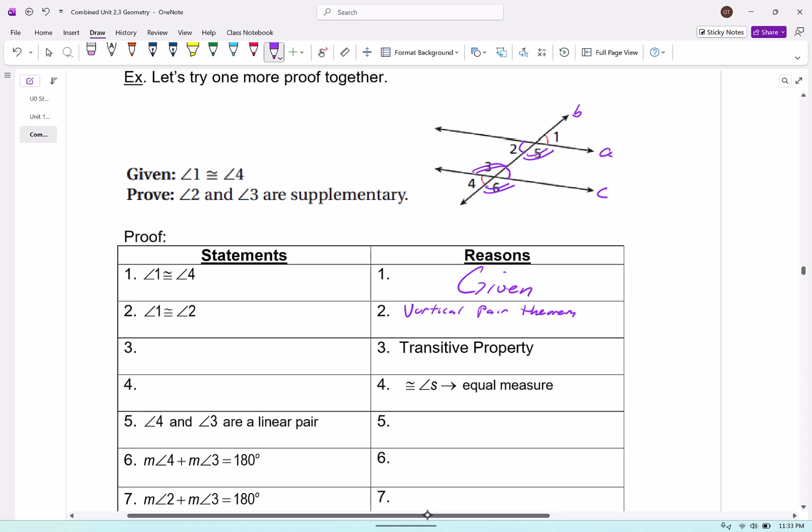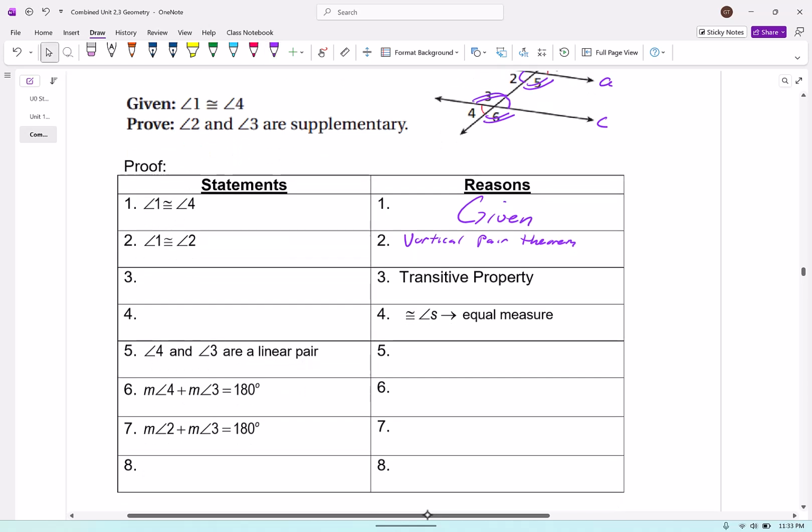Okay, so if 1 and 4 are congruent and 1 and 2 are congruent, then I can set 2 and 4 as congruent to each other. And that's the transitive property. We have two separate things that are equal, they share a part together, and I could just sandwich them together. Maybe you would have thought, isn't this just substitution? You know what? You could have put substitution in there, and I think that would have been legitimate as well.